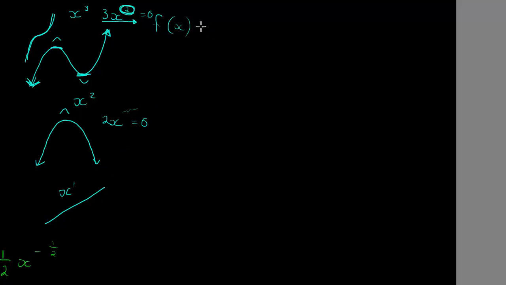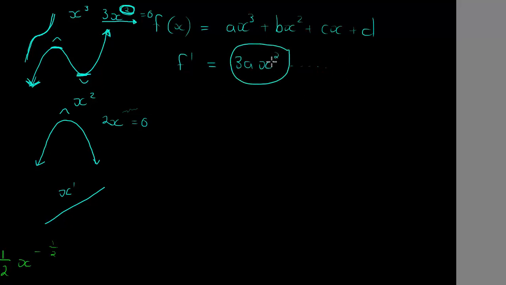Well, if f of x is a cubic polynomial, ax cubed plus bx squared plus cx plus d, you don't have to do all this. This is just part of the theory, so it's something you must know. If this is a cubic polynomial, then the derivative of this expression will be 3ax squared plus and so on. I don't want to say the rest. All I want you to notice is that the derivative is a parabola.